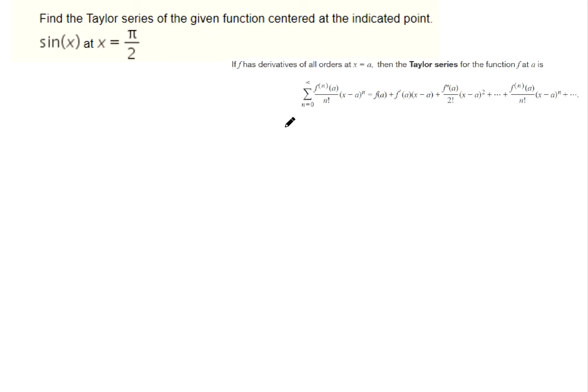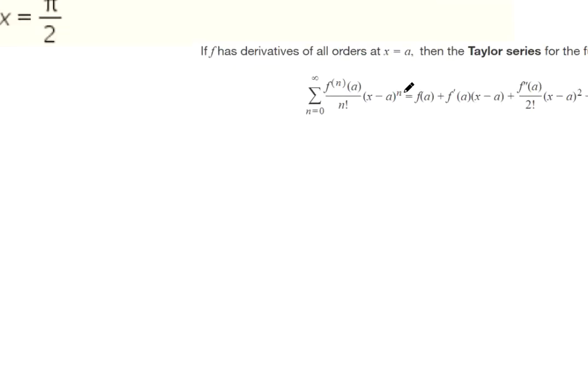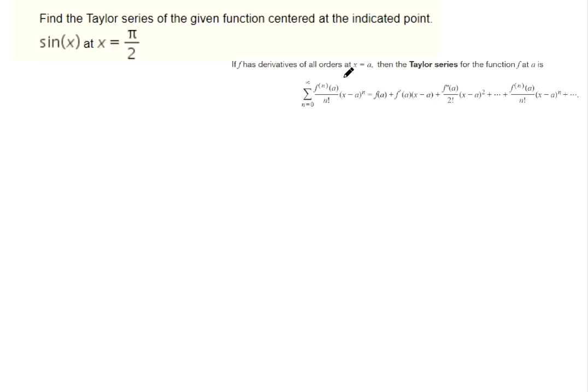I have the textbook's definition of a Taylor series over here on the side. It expresses a function in terms of the derivatives of the function, and also a polynomial that keeps increasing in degree. This notation here is talking about the nth derivative. You keep on going into infinity, and eventually you've got a series that's matching the function that you're talking about.